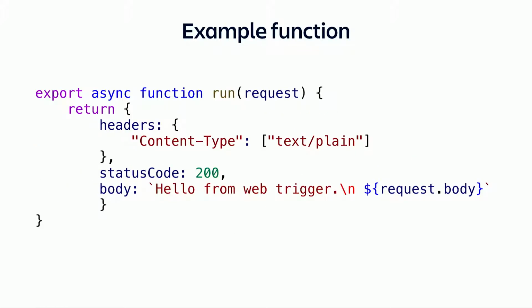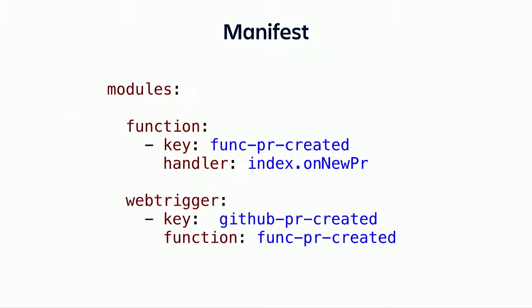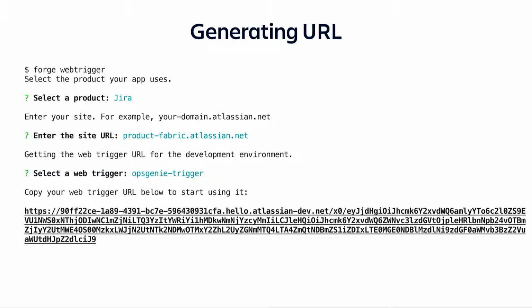And here is a very basic web trigger function. It just responds with an OK status code and echoes back the request body that was sent to it. We can even use the browser to call this function and see some results, which I will show in a second. And in order for our web trigger to work, we need to declare our handler function in the manifest, as well as the web trigger element itself. And once we have that in the manifest, we can use the Forge web trigger command to generate a URL.